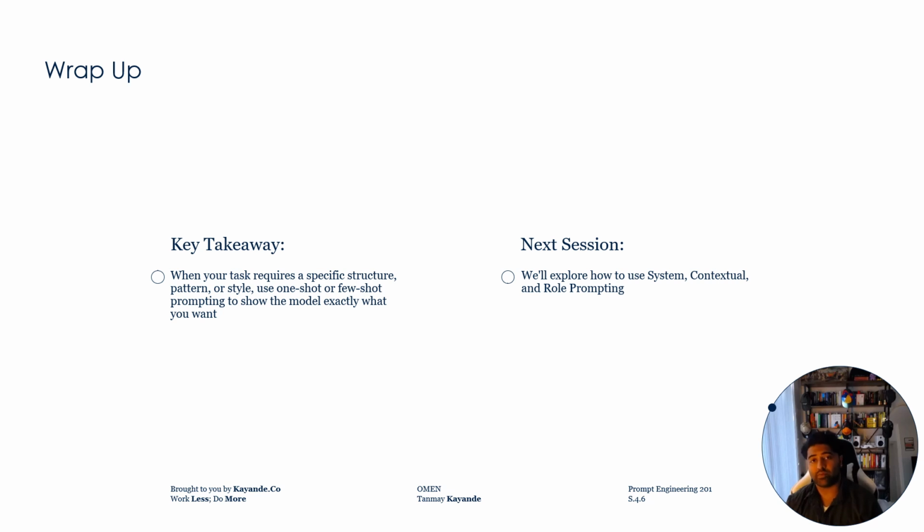The main thing to remember today is this. When your task requires a specific structure, pattern, or style, use one-shot or few-shot prompting to show the model exactly what you want. Providing examples is a powerful way to guide the model, but we can also guide it by giving it a specific personality or context. In our next session, we'll explore how to do just that with system, contextual, and role prompting.